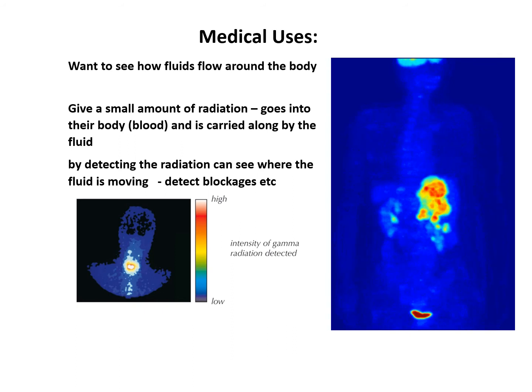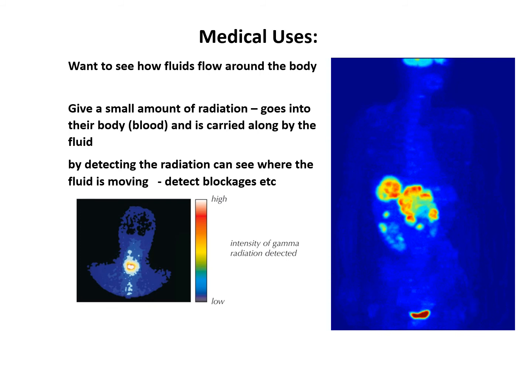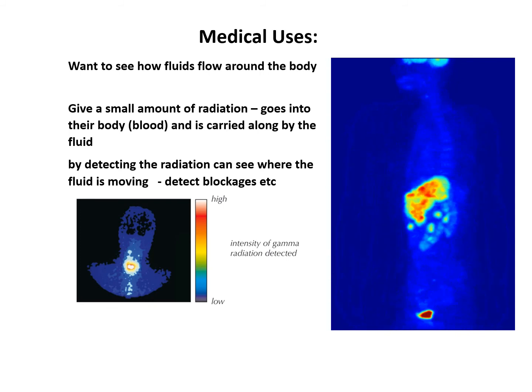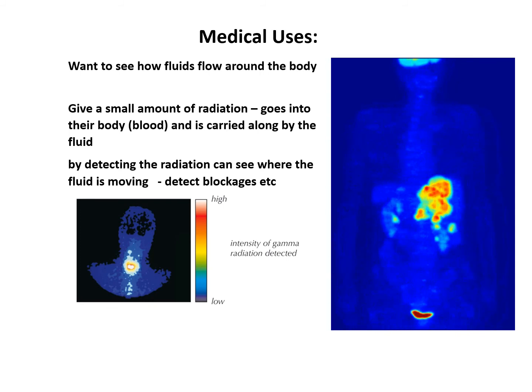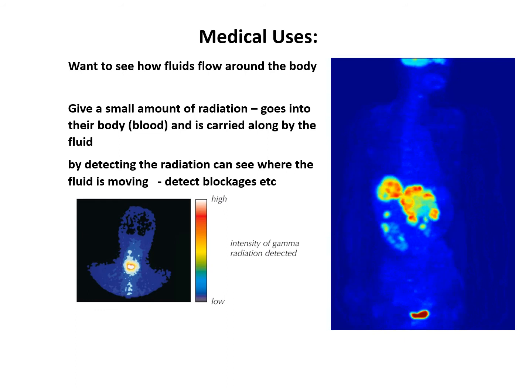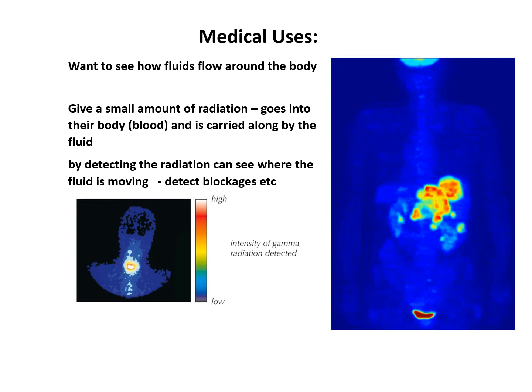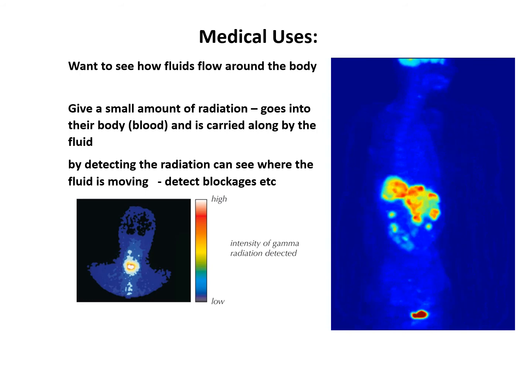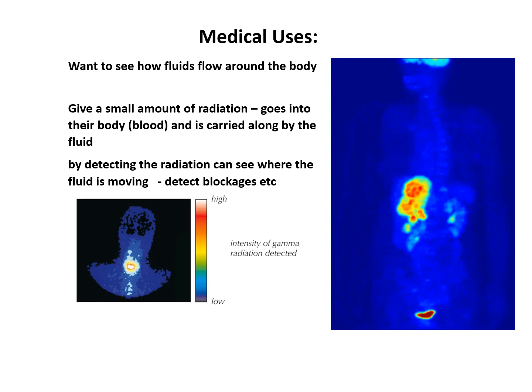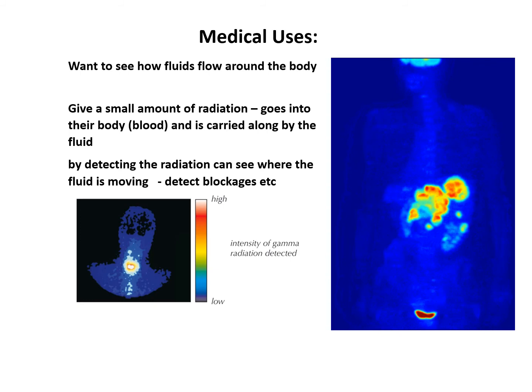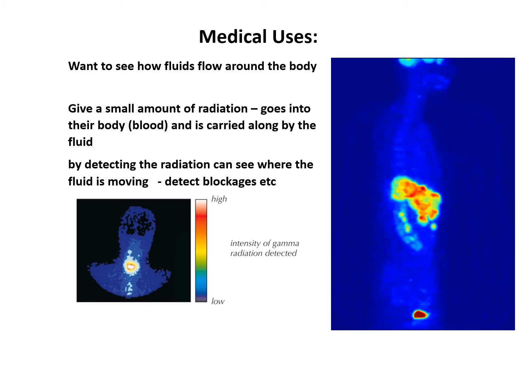Notice for this kind of detection, you're going to have to use something that creates gamma radiation, so it can travel from the inside of someone's body to the outside of their body without doing them any damage. If someone ingested alpha radiation, it couldn't leave their body, it would be trapped inside, and because it's the most ionising, it would do the most damage inside the person.